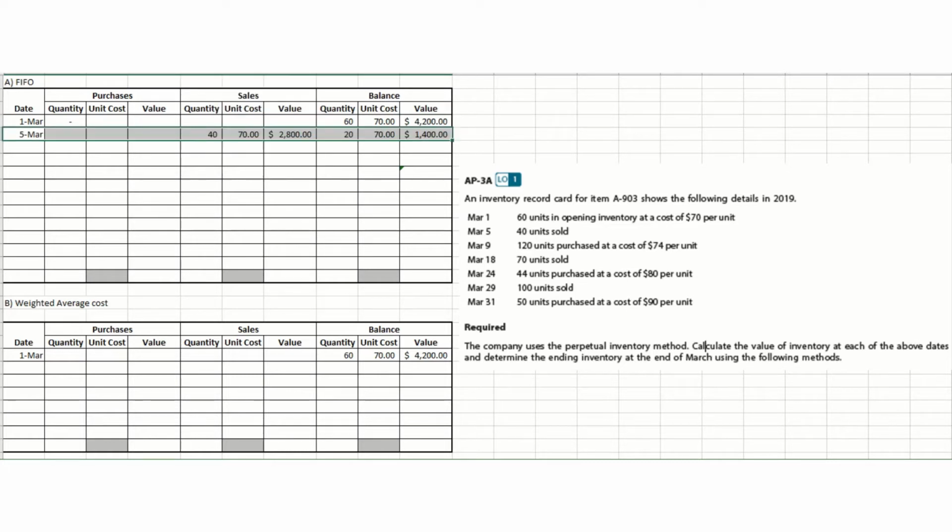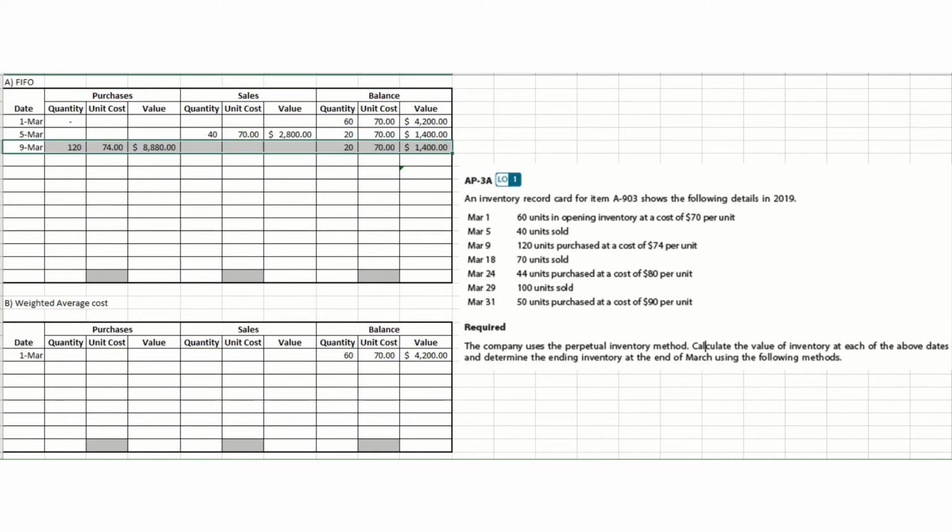The next items to record are the fact that they had sales on March 5th, 40 units. First in, first out, we only have one costed unit for this item, A903. So the unit cost is $70 each for a value of $2,800, reducing the total value of inventory to $1,400 for 20 units.